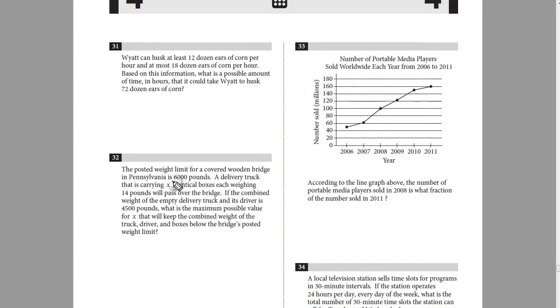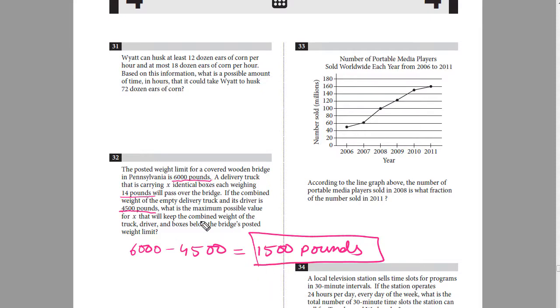Now the limit for the bridge is 6,000 pounds and the weight of the truck and the driver is 4,500 pounds, and the weight of one box is 14 pounds. So let's subtract the weight of the truck and the driver from the total weight limit. So 6,000 minus 4,500 will be equal to 1,500 pounds. This is the maximum weight for the boxes.